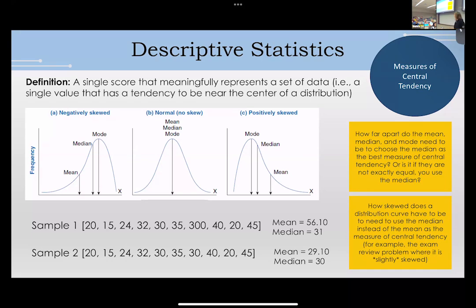So there are two questions here around how we choose, and basically the questions are similar. How far apart do the mean and the median need to be? Or how skewed do the data need to be before I don't choose the mean? And the answer is there's no cutoff, right? There's not some magical value where it's, oh, time to use the median. And that's kind of how stats works, right? There's not a lot of cutoffs.